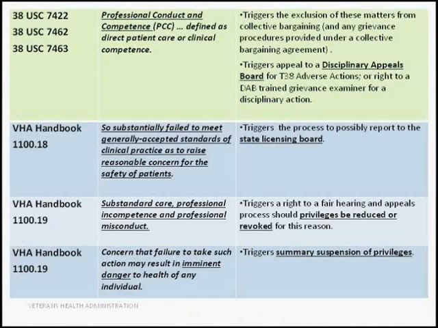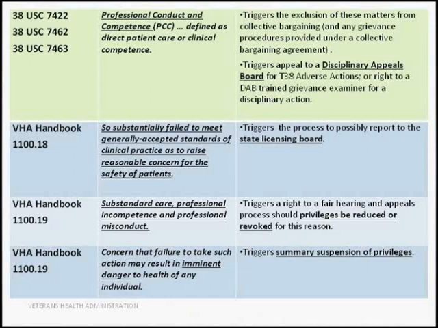If you have somebody who has demonstrated substandard care, professional incompetence, or professional misconduct, those types of activities may trigger a fair hearing and an appeal process and result in a privileging action that might be a reduction or revocation of those clinical privileges. You will be looking to VHA Handbook 1119 for your guidance on that.